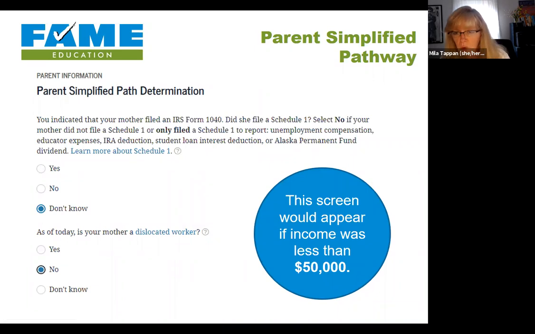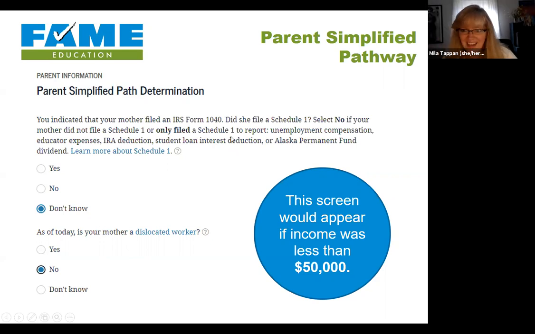Now, I just showed you what families see when they earn over $50,000 per year. But one of the things that makes the FAFSA easier to complete than ever before is the fact that there's a simplified pathway. So for families who earn less than $50,000 a year, way back after their income, but before all of the screens that we just looked at, they would have been asked these questions. It would have asked them a question about Schedule 1, and I'm not going to go into detail here, but it's basically, did you file Schedule 1? And even if you did, did you do it for these reasons?